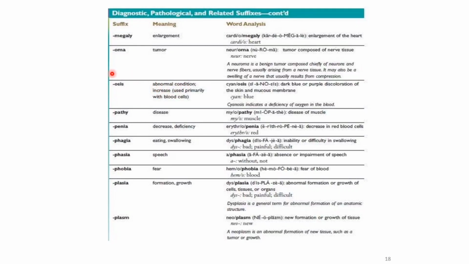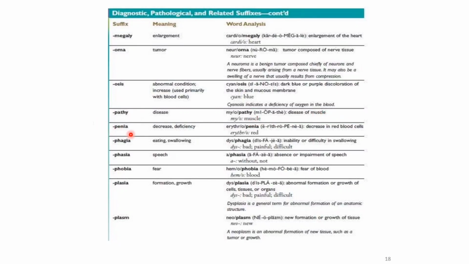Then osis, so that is abnormal condition or increase. And the word analysis for the terminology osis is cyanosis, that is purple color discoloration of the skin or mucous membrane. Over here cyan means blue. Then pathy. Pathy means disease. And the word analysis for the suffix pathy is myopathy. Over here myo means it is related to the muscle, so the disease of muscle.